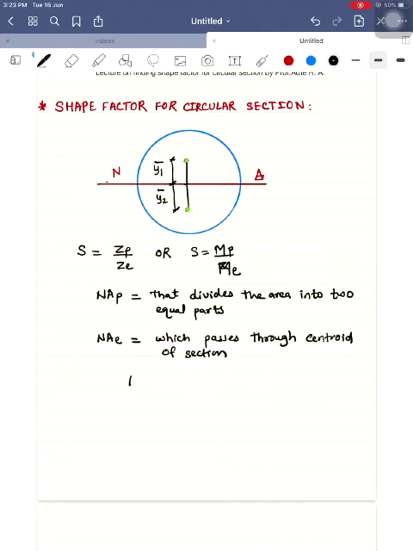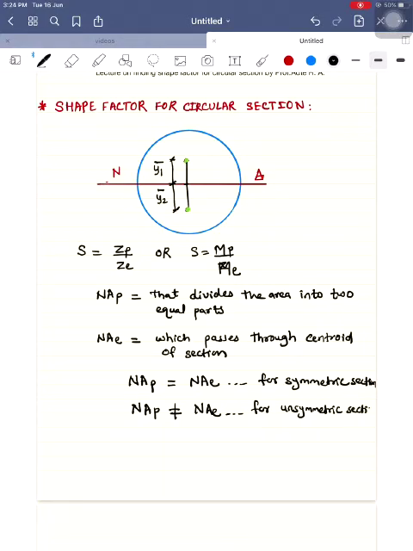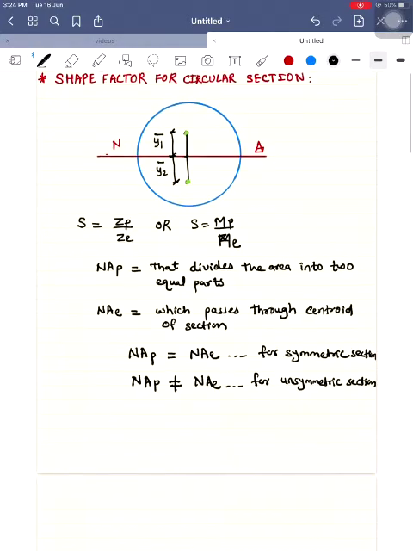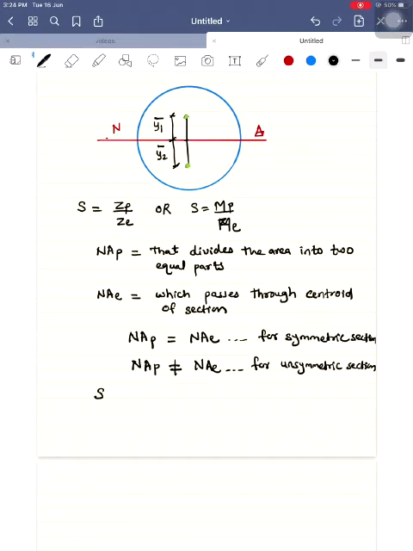For symmetric section, plastic neutral axis is equal to elastic neutral axis. This is for symmetric section. For unsymmetric section, plastic neutral axis is not equal to elastic neutral axis. This is for unsymmetric section. Now we can find shape factor.